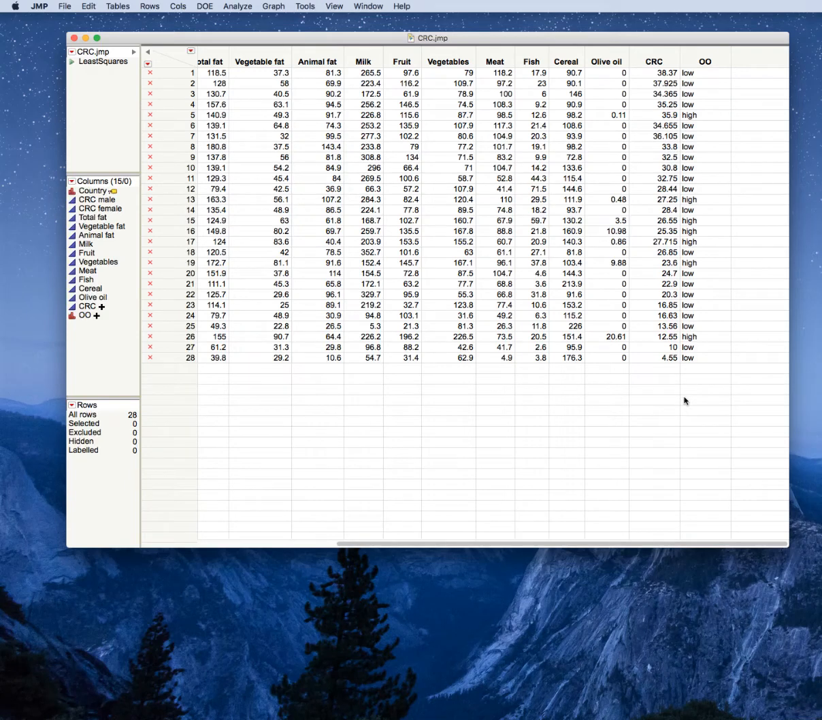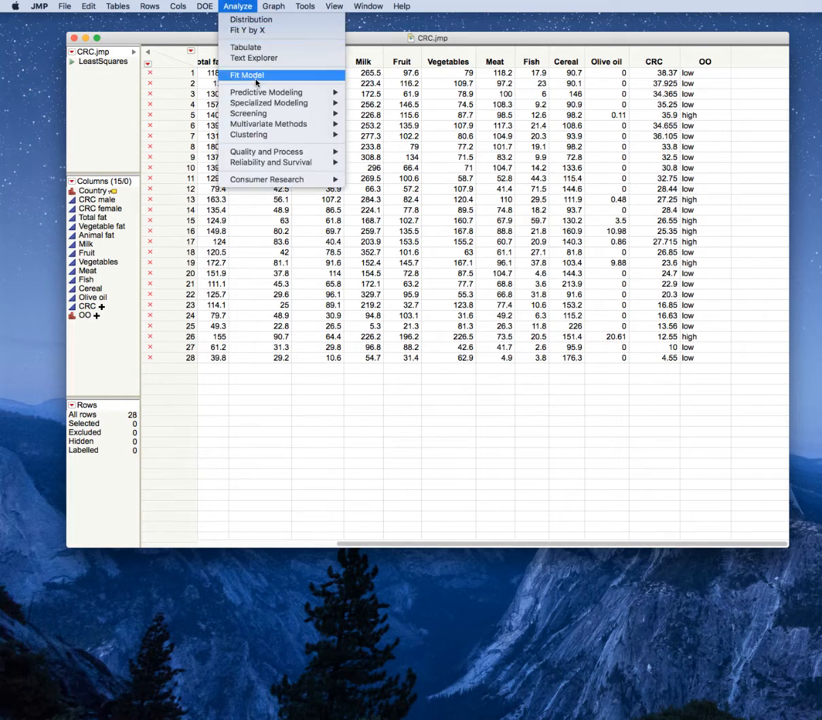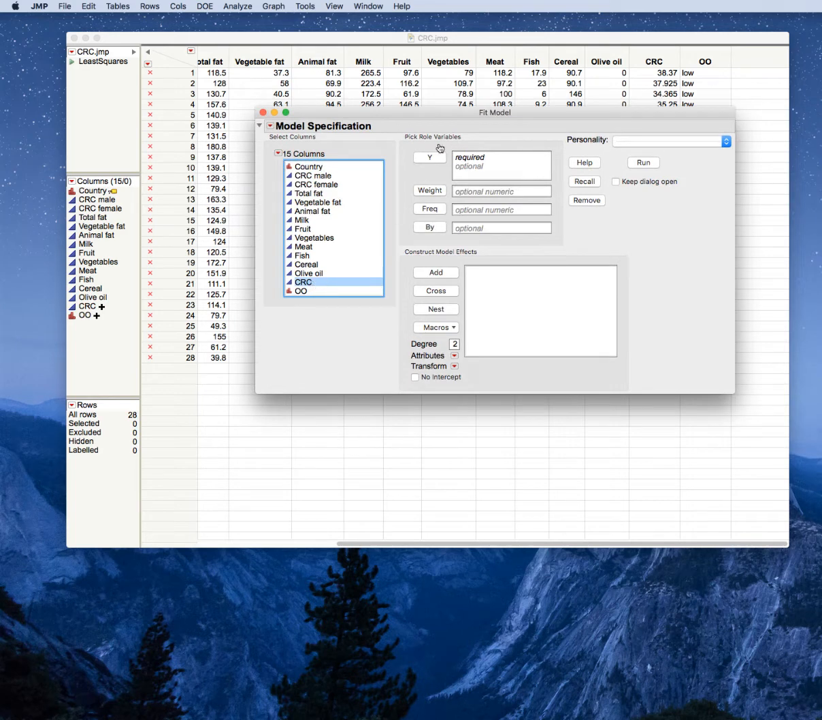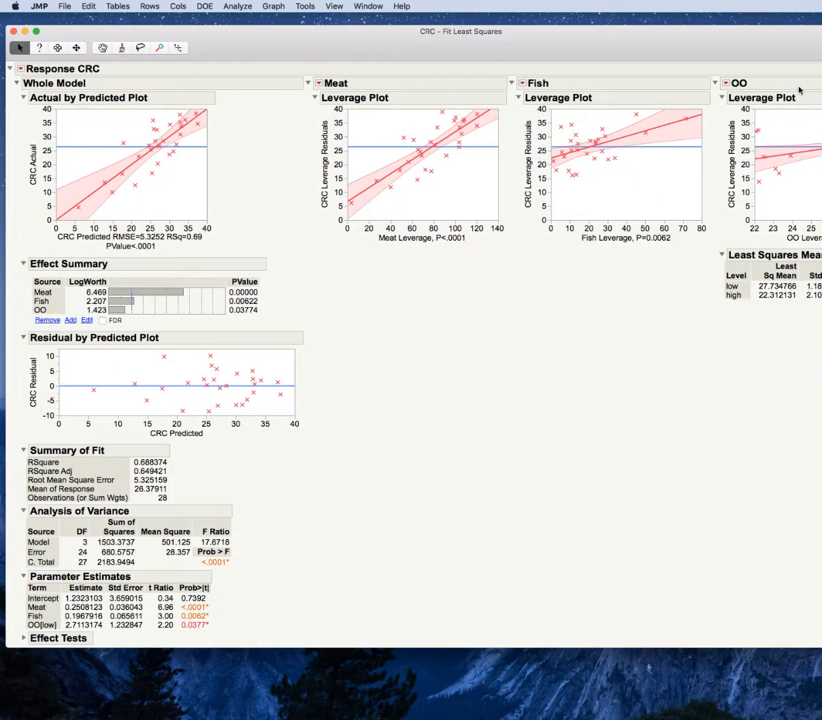After we saw in the colorectal cancer data that meat and fish together were good predictors of colorectal cancer, let's consider adding an additional predictor, one that is categorical. So again, we could go into Fit Model. I already know that I have meat and fish as useful predictors, and so let's add in olive oil consumption as high-low and press Run.